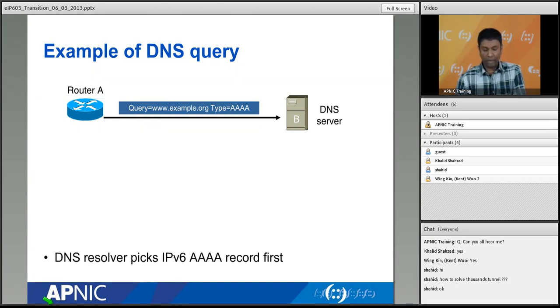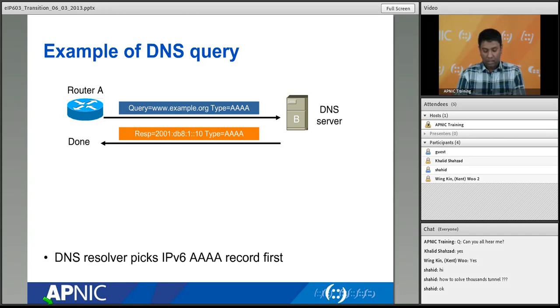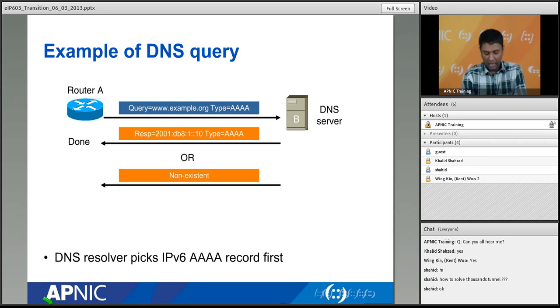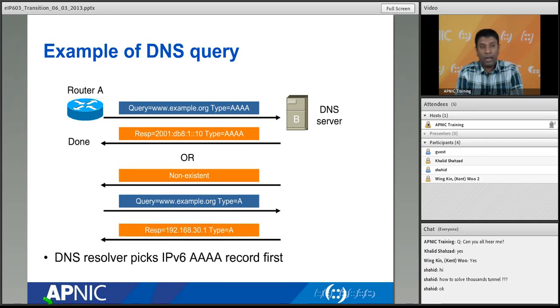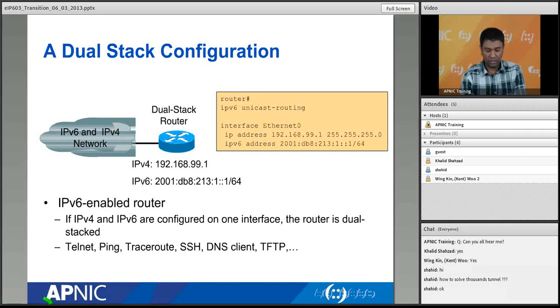Any questions so far about DNS? If we see an example of how the query happens, when the query goes to the local DNS server for the quad A record, and the DNS server has the quad A record, it will respond with the quad A record. If it doesn't have it, it will reply non-existent. When it replies with non-existent, the client will send a query for the A record, and when the A record comes, they will initiate or create the session on IPv4 as a transport.